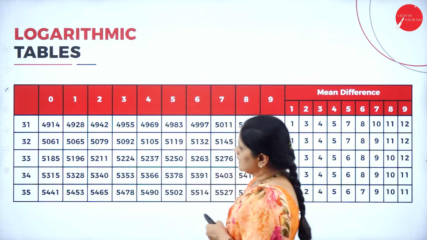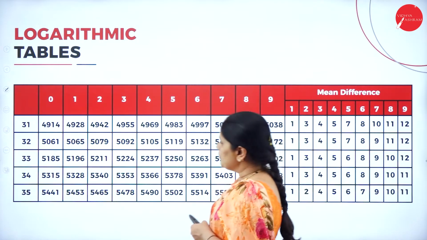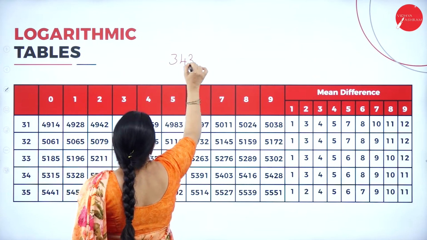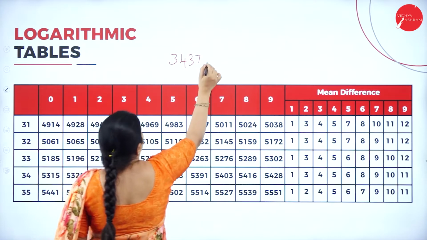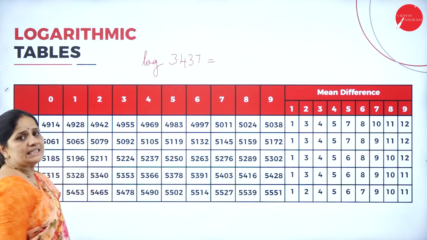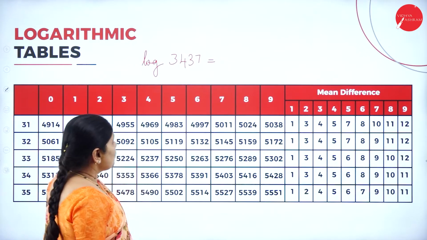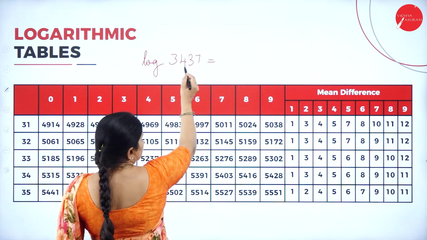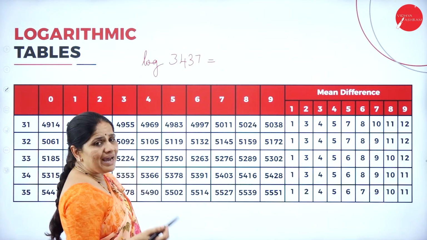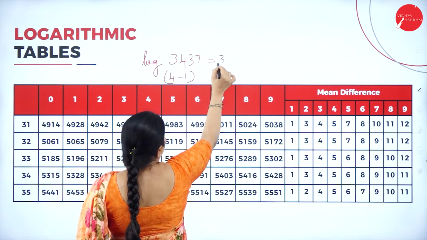Now in this table we can see the various log values given. Suppose I have to find the log value of 3437. Suppose I am given a number, find the log of 3437. Now what I should do is count the number of digits in the number. So in this number there are 4 digits. So 4 digits minus 1, so I write it as 3 point.